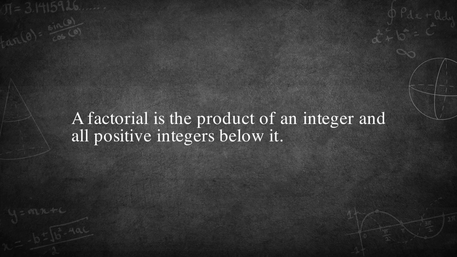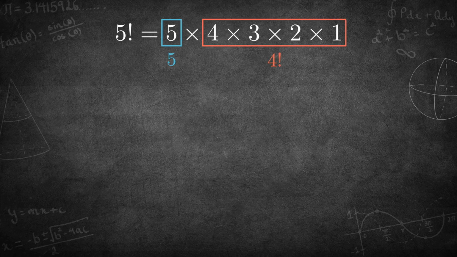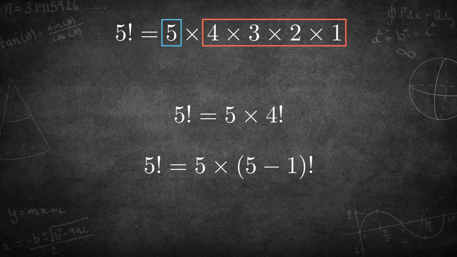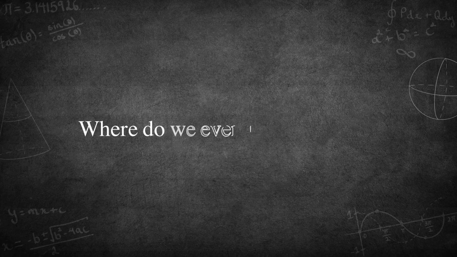For example, 5 factorial equals 5 times 4 times 3 times 2 times 1. But notice this, we can also write this as 5 factorial equals 5 times 4 factorial, which is the same as 5 times (5 minus 1) factorial, because 4 times 3 times 2 times 1 is just 4 factorial. And more generally, we can write n factorial equals n times (n minus 1) factorial. This recursive idea is very useful.